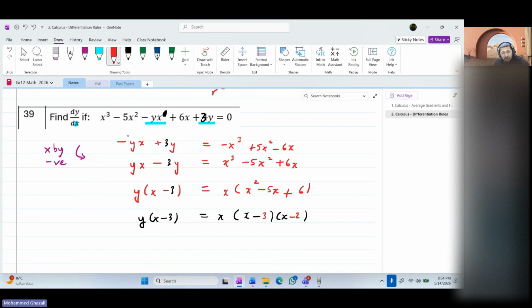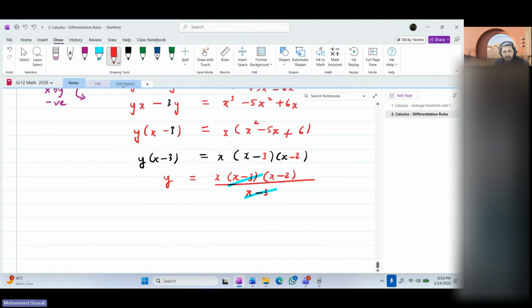The idea is to collect all the y's on one side and all the x's on the other side, and then factorize and solve. So if we solve for y, we got x into x minus 3 into x minus 2 over x minus 3. Now we can see x minus 3 cancels out. Guys, I just changed this question here, right? So I put 3y because the 4 wasn't working out. Now we say y is equal to x into x minus 2. That's what we have so far.